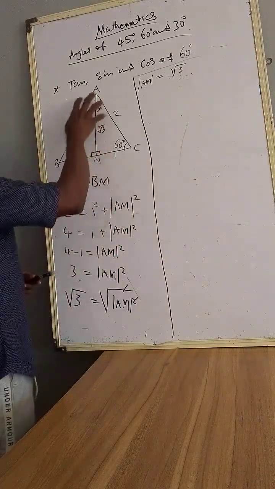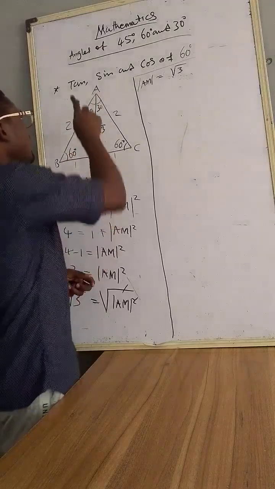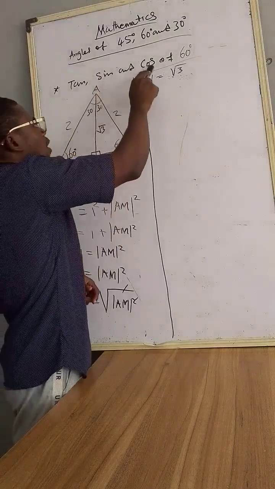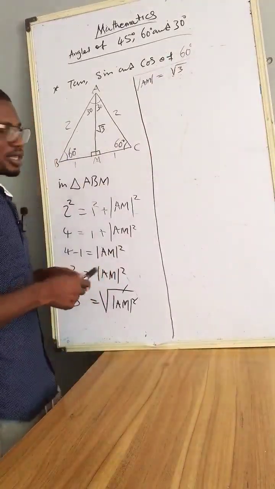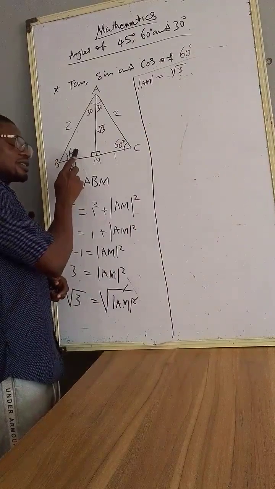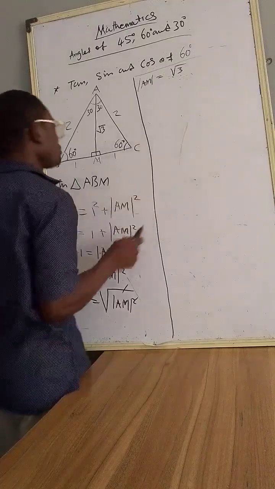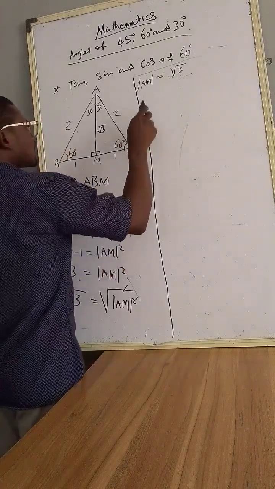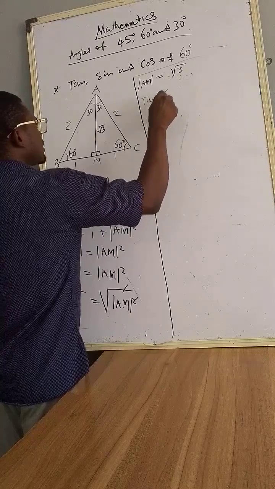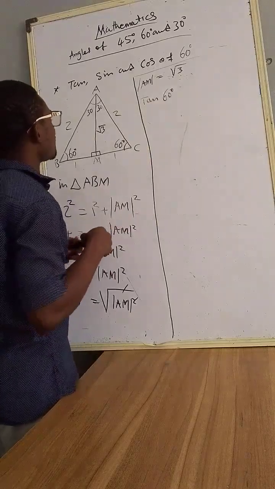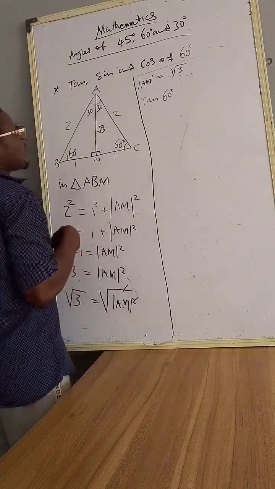Now we'll be making use of this diagram, this figure, to get our tan, sine, and cosine of angle 60. Don't forget, we are focusing on angle 60 degrees for this video. Having gotten that, let's check tan 60 degrees.